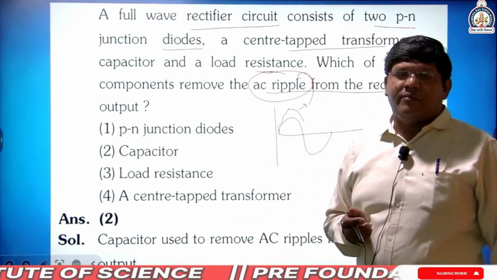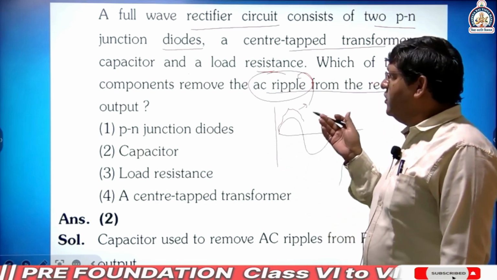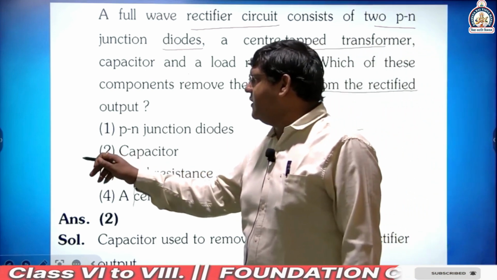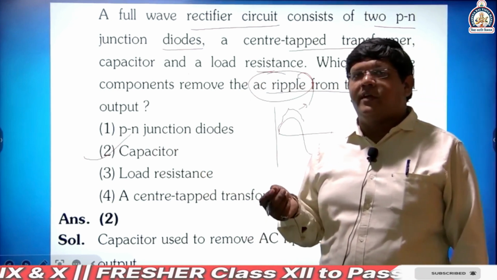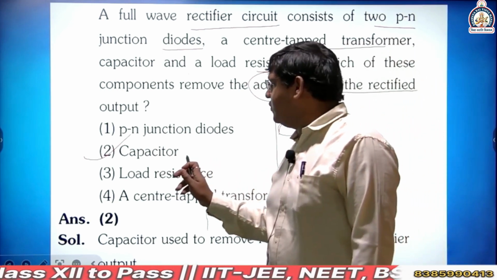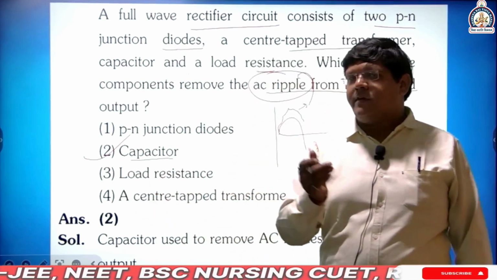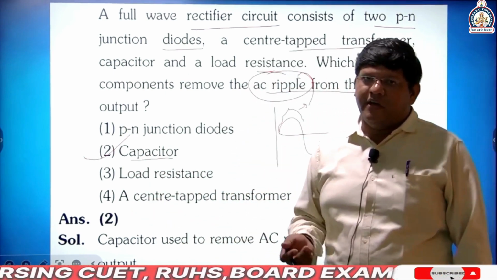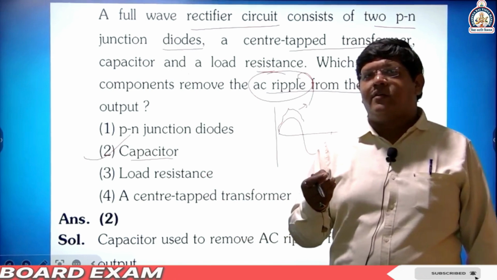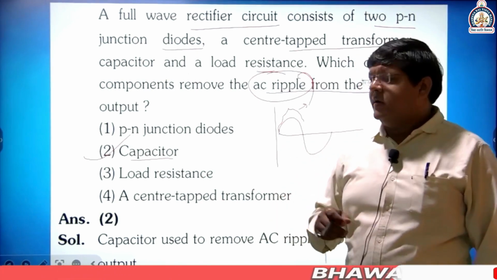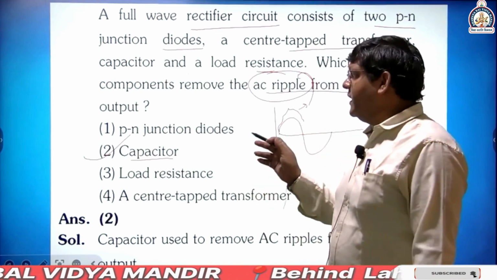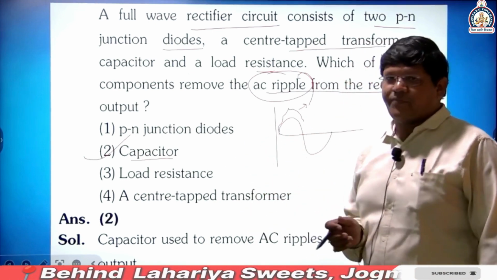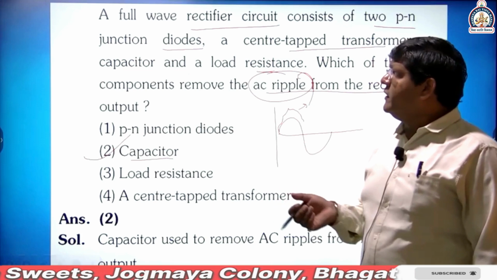So removing the ripple is the job of the capacitor. The function of the capacitor is to remove the unwanted ripples, and it is used to maintain a constant voltage at the load side, because a capacitor opposes the rate of change of voltage. That's why it maintains a constant voltage level along with the cancellation of ripples. Okay. Now moving to the next part.